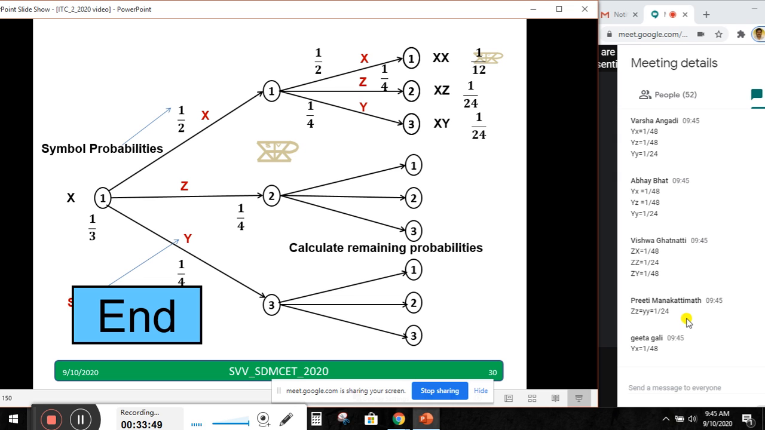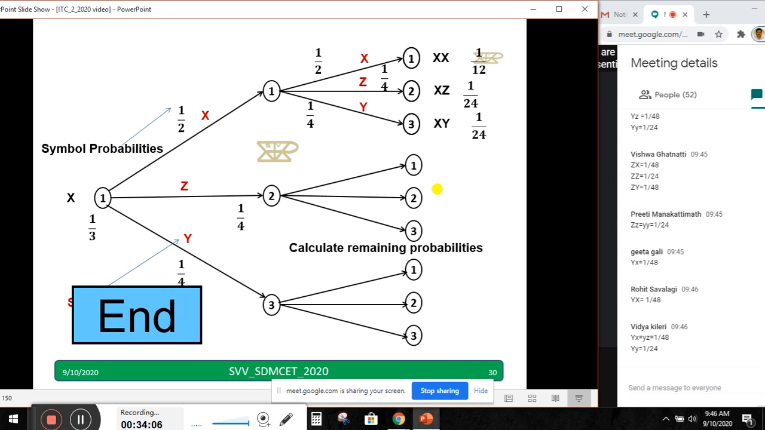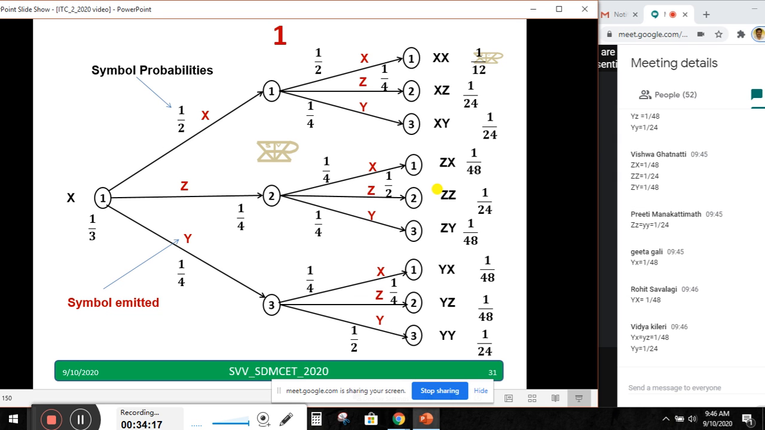Preeti, ZZ, YY is 1 by 24, very good. So if your answers are the same, then it is good. I hope all of you understood how to do it. If anybody has doubts, you can ask. I'll pause for a minute so you can ask your doubts. I think 1 by 48, Vidya, YX, YZ, YY is 1 by 24. Okay. I have told the answers that the students have got, and you can cross verify your answer now. Shruti, XY, YZ is 1 by 48, YY is 1 by 24.